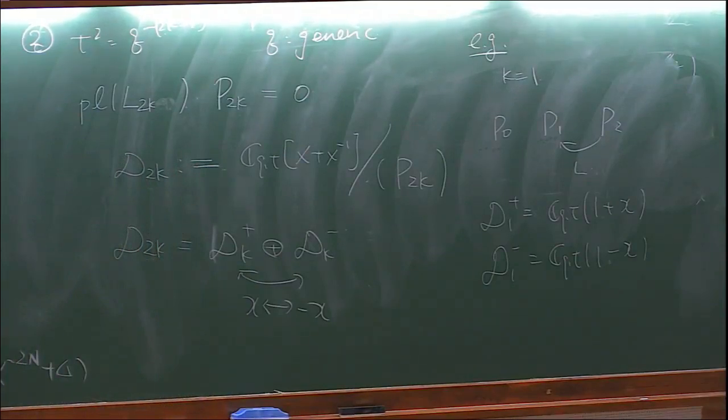Okay, let's move on to the third condition. The third condition is the same: t^2 is equal to minus q^n, and q is generic.